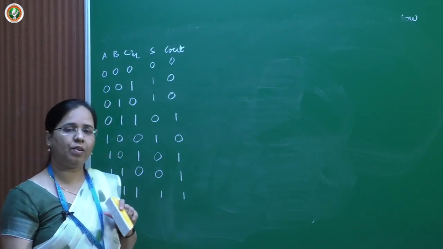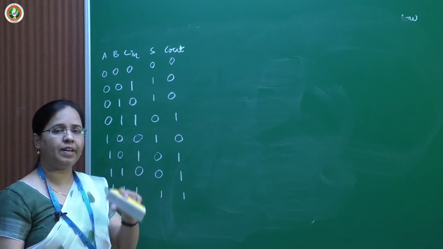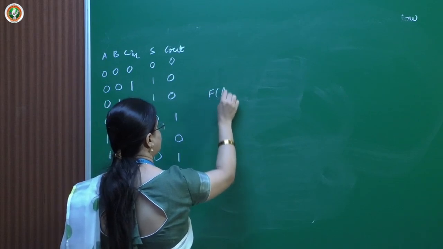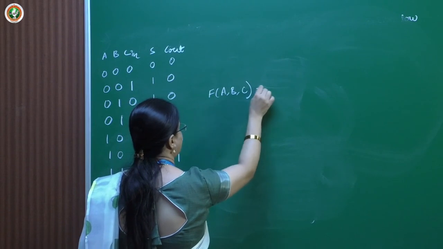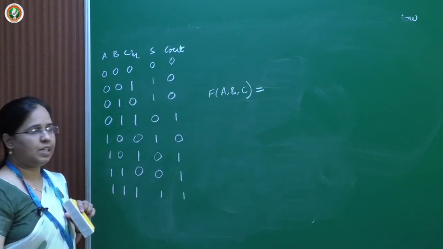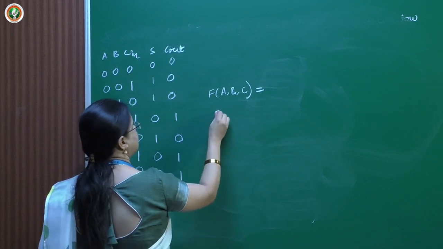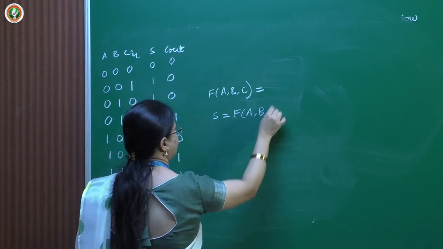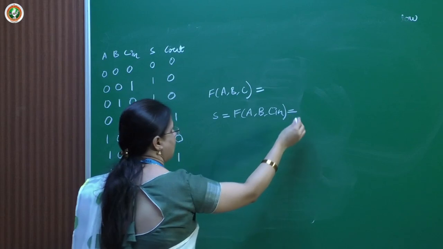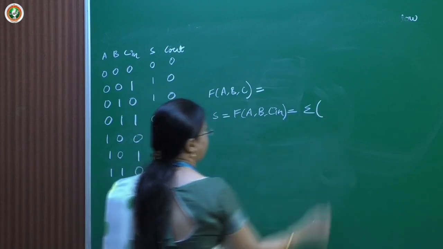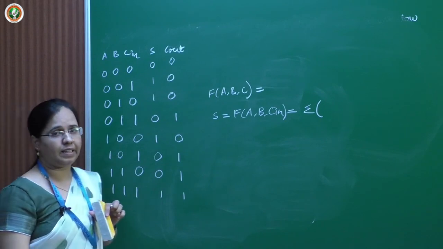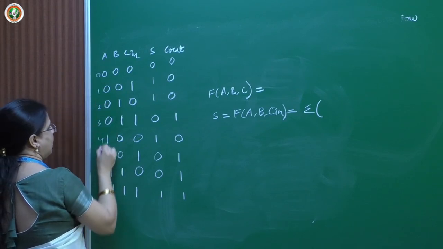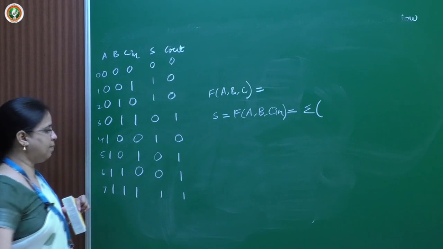Now I want to design this circuit with the help of your decoder circuit. In order to do that, I have to find the canonical form for each output variable. Obviously I can write it here as sum. I can represent your sum as a function of three variables a, b, c in, and I have to write the minterm numbers which have 1 entries in this particular column. Again, to make things easy, I am writing their decimal representation here.